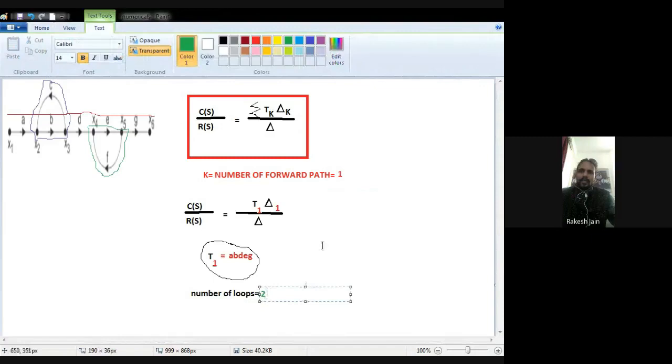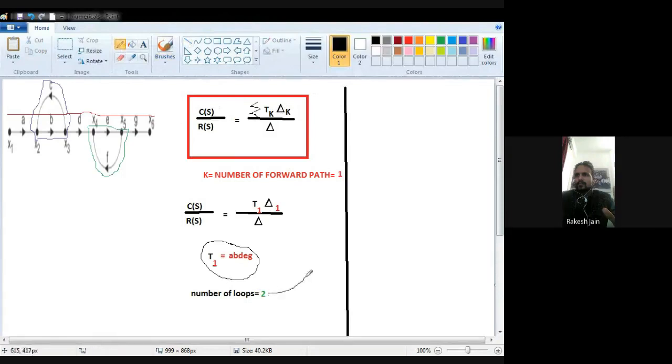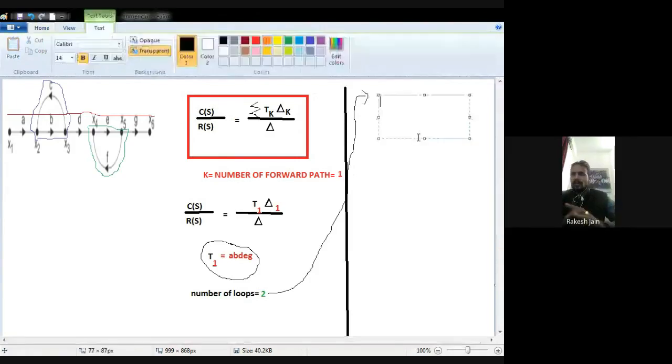Now the next step is to write down the gain of those loops. A loop can be denoted by L. See carefully, I just write down here. Now I start from here. So how many loops? Loops are 2. So these will be L1 and the second one is L2. Now I have to find out the value.